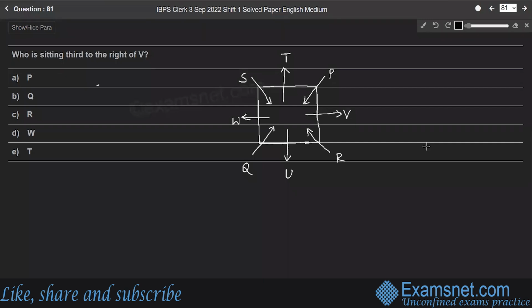Question 81. Who is sitting third to the right of V? So, to the right of V. Since V is facing outside, to the right means here. Third to the right means first, second, third. So Q is sitting third to the right of V. Hence, option B is the right answer.